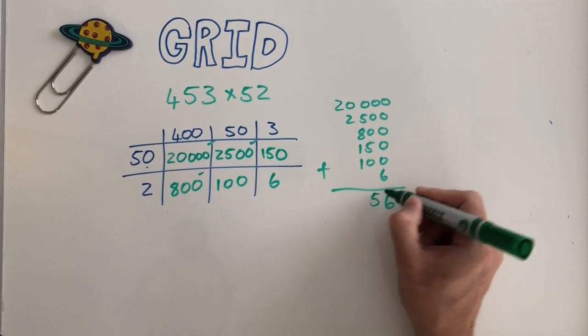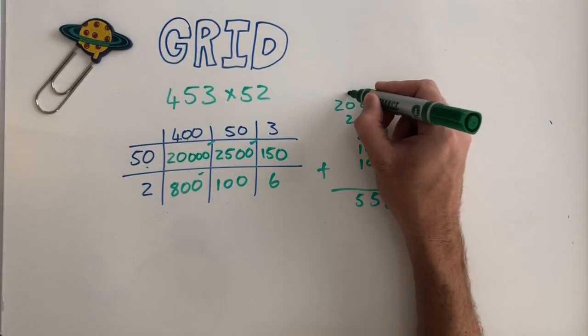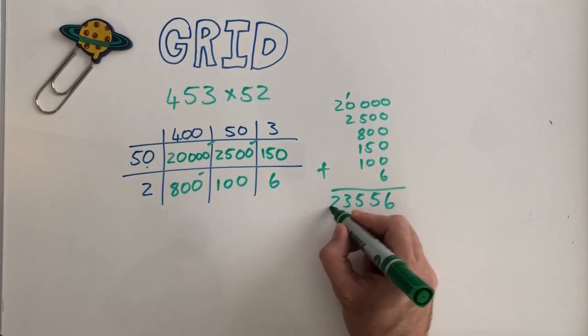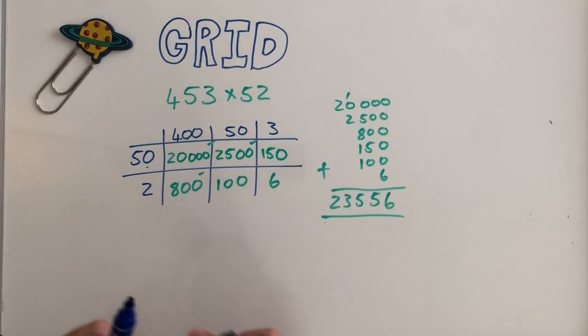That's going to be a 5. That's going to be 8, 9, 10. So it's 15. And that's going to be 3 and a 2. So 2, 3, 5, 5, 6. And yeah, that's pretty much the grid method.